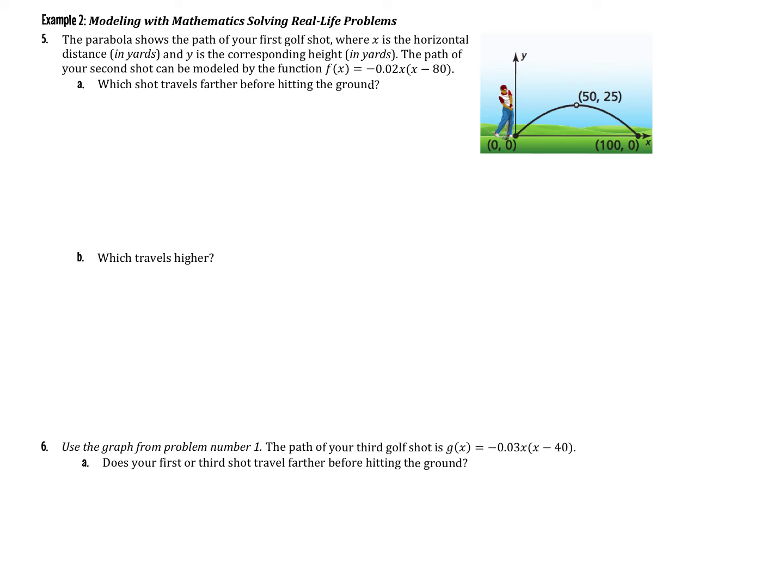So if we look at this shot, and it says in the words over here, the parabola shows the path of your first golf shot where x is the horizontal distance in yards and y is the corresponding height in yards. So this graph over here off to the right, this is our first shot. The next sentence says the path of your second shot can be modeled by this function here. So I'm going to go ahead and use purple for this function. This is not our first shot. This is our second shot. So this function does not go with this graph. This graph does not go with this function.